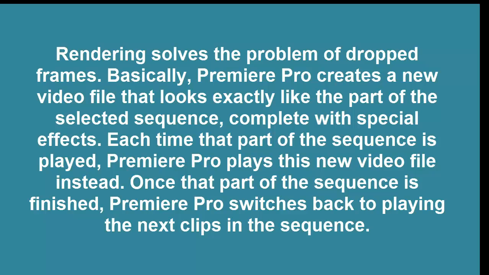When you choose to render, Premiere Pro produces a new video file that looks exactly like the part of your sequence you've selected, known as the work area, with all the special effects applied. And now every time that part of your sequence is played, Premiere Pro automatically and invisibly switches to the new video file and plays that instead. When that part of your sequence finishes, then Premiere Pro invisibly switches back to playing the next clips in your sequence.